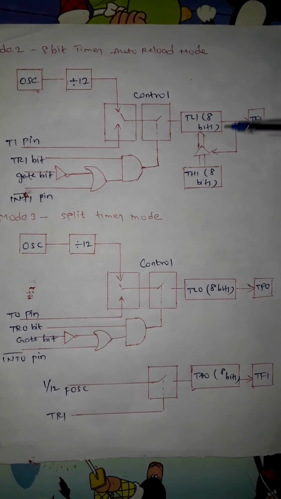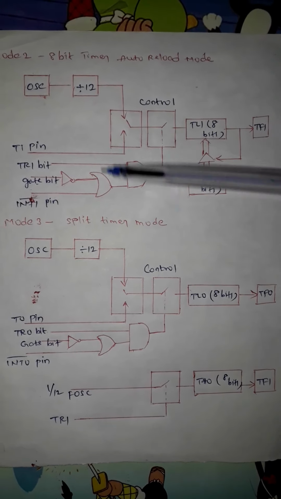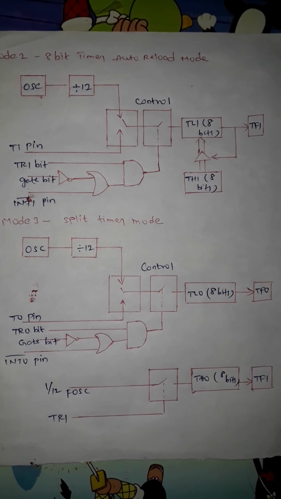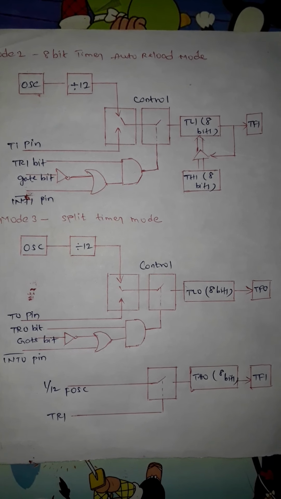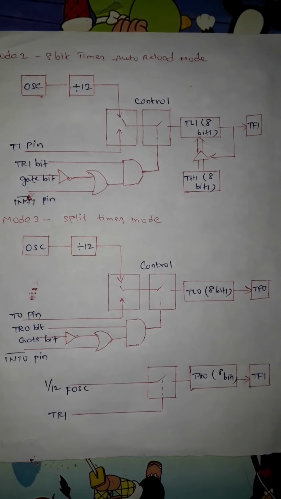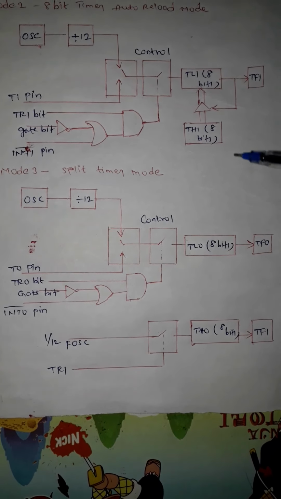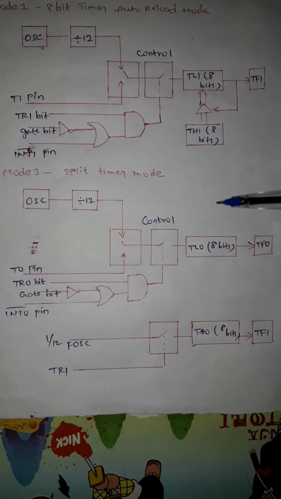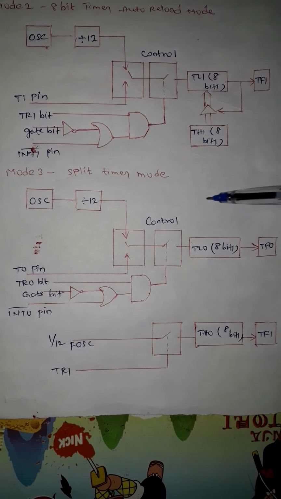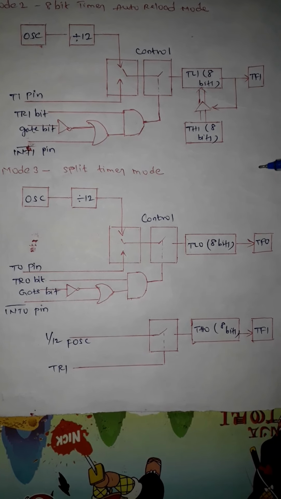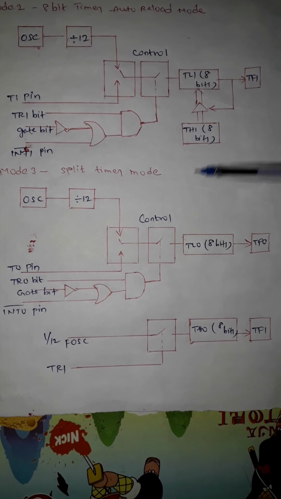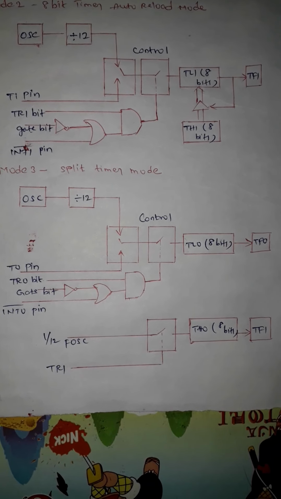So this is the timer auto reload mode, and this timer auto reload mode is used for baud rate generation in serial port communications. So this is mainly used for baud rate generations. And mode 3 is a split timer mode. In mode 3 only timer 0 is used for the split timer mode. Timer 1 is not used in the split timer mode, only timer 0 is used.